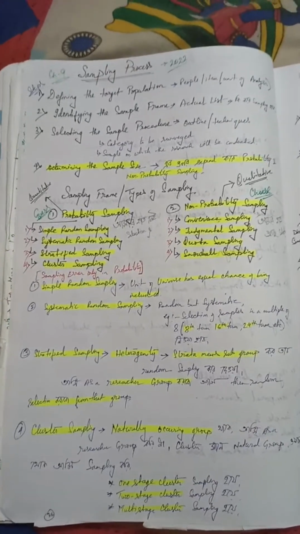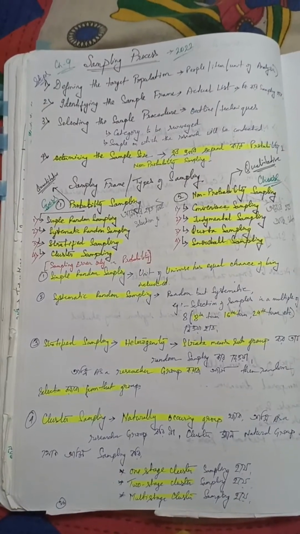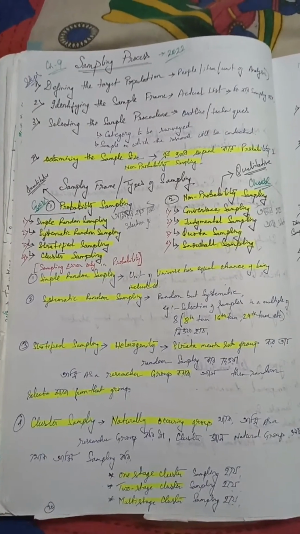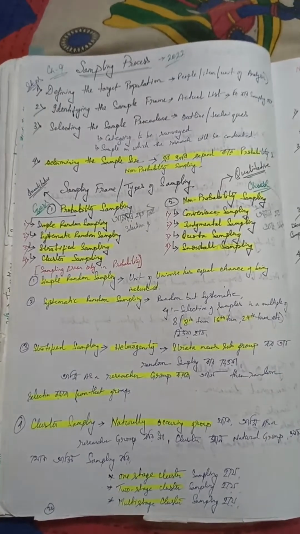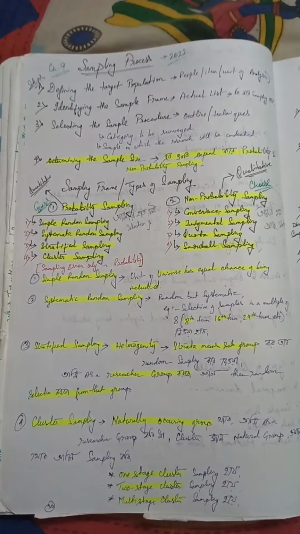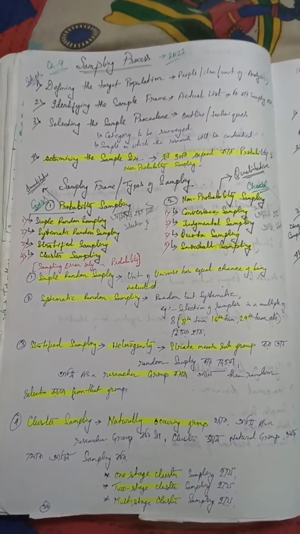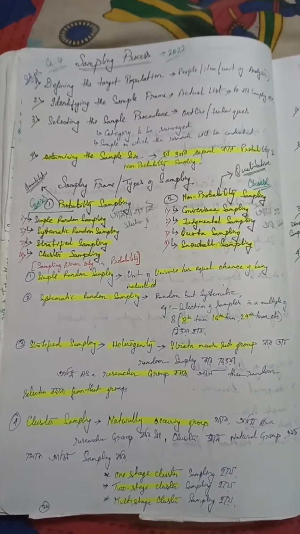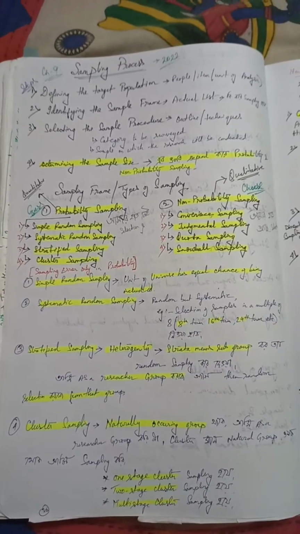Suppose, for example, to understand it easily, someone is testing the blood glucose level of an individual. Then it's not possible to collect all the blood and calculate the glucose level. It's not feasible. So they take a sample. A sample means a portion from the whole.